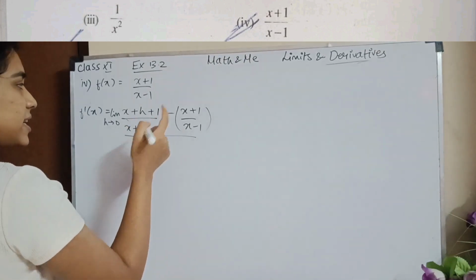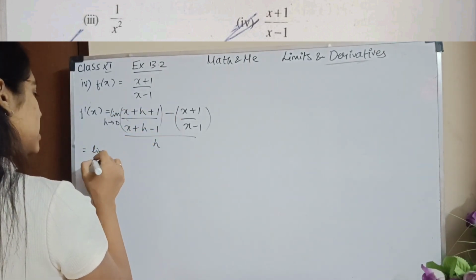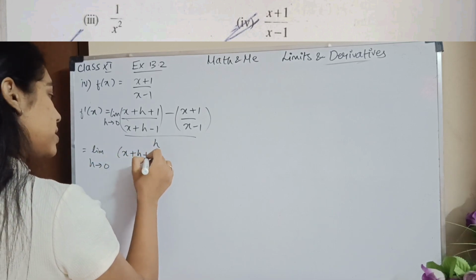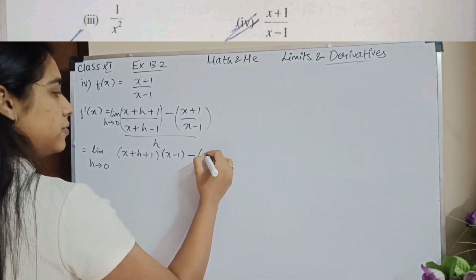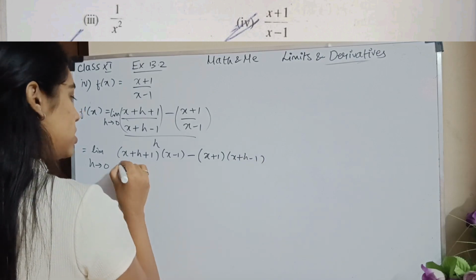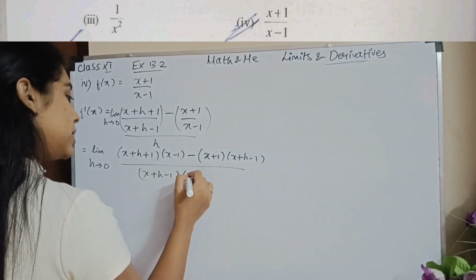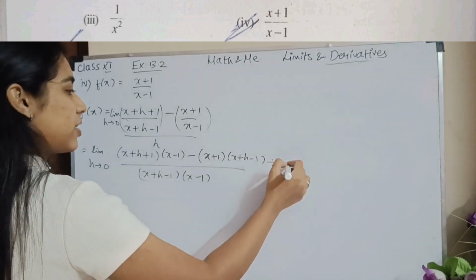Okay, now I'm going to take the LCM. So what will I have? This is also inside a bracket. So this is limit h tends to 0 of x plus h plus 1 times x minus 1 minus of x plus 1 into x plus h minus 1 the whole divided by x plus h minus 1 into x minus 1. Okay? The whole divided by h. I'll write it down here.